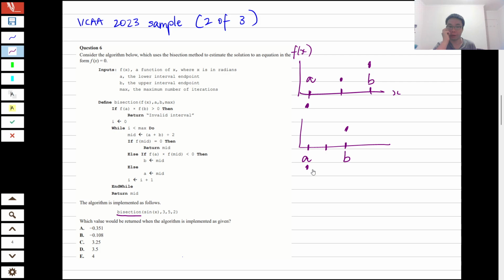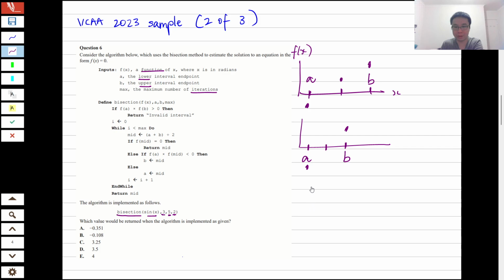So here, we are given the value sine of x, and we are going to do 2 iterations of the bisection method. So 2 iterations. The function is sine of x. Our lower value is going to be 3, and our upper value is going to be 5. Now, when you think about sine, you know that sine has an x-intercept at pi, which is 3.14. So we know there's going to be an x-intercept between 3 and 5.